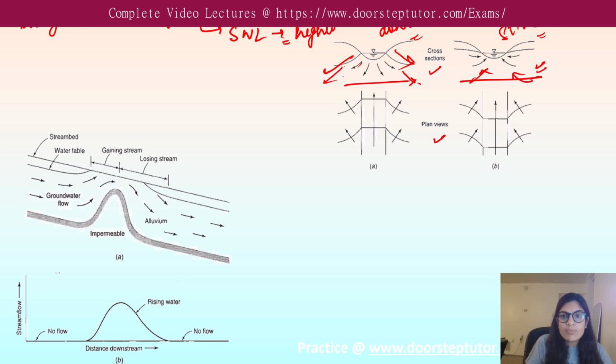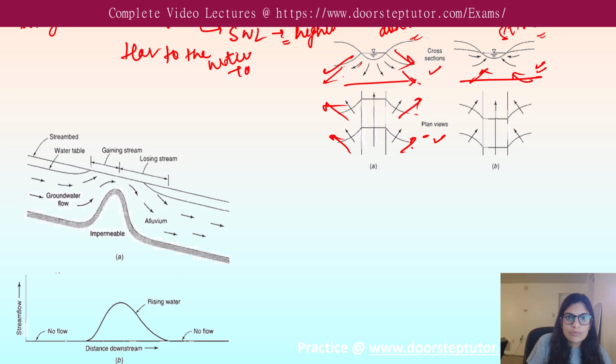Now coming to the plane view, meaning top down you're looking at. The arrows are away, if you can see, they are in an outward direction. That means they are perpendicular to the water table contour. So again this is indicating that the groundwater is flowing away from the stream in all directions.